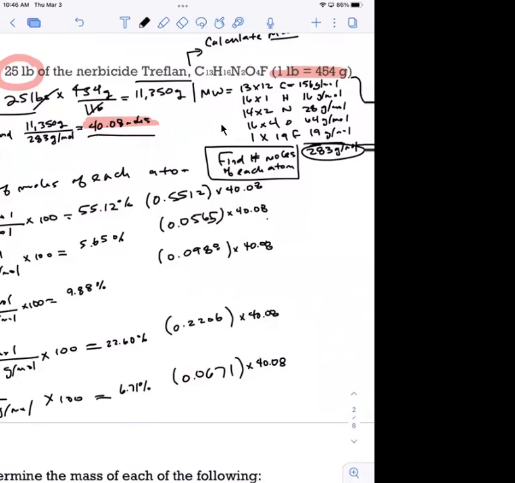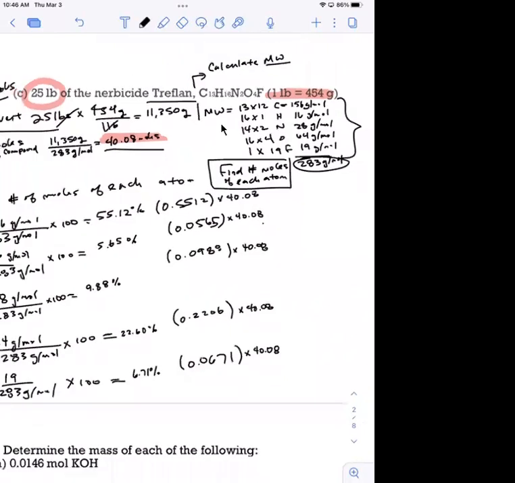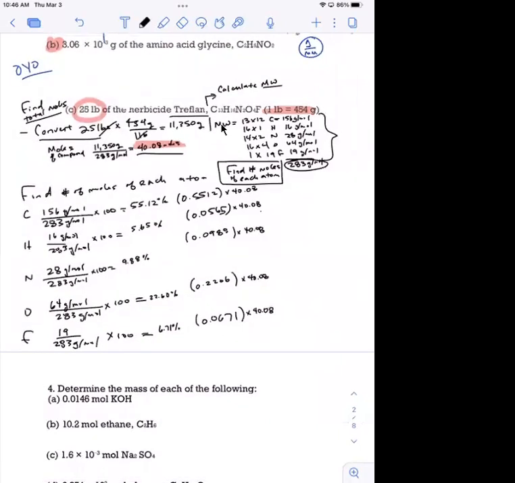Right. So it's the same thing here. If that carbon is 55% of the composition, it's also got to be 55% of the total number of moles. If hydrogen is 5% of the composition, it also has to be 5% of the total number of moles. So that's what we're doing right here. We're just taking the percentages and using them to determine what percentage of the total number of moles each one is, because it's got to be the same thing.